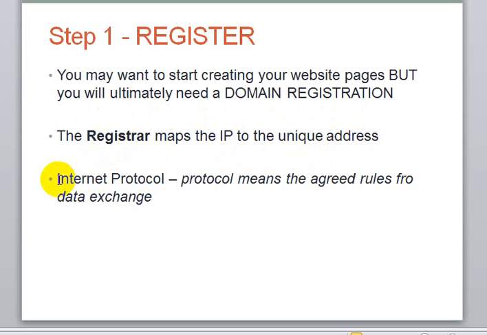And they do this using IP, Internet Protocol. Internet Protocol includes this process of mapping. That's what Internet Protocol is. A group of people set up a protocol. A protocol means the agreed rules for data exchange. So these agreed rules were set up, and this is how IP is mapped to your unique address.